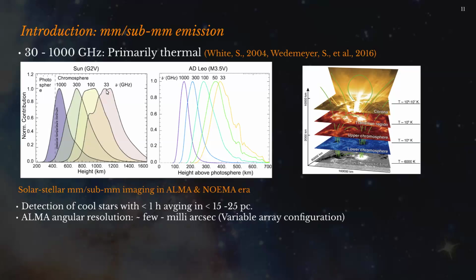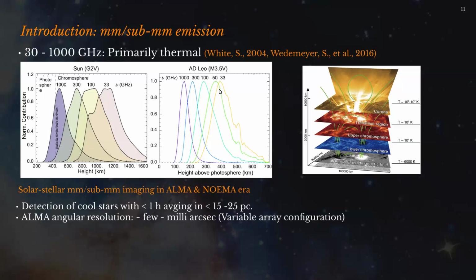And the emission is also primarily thermal. It is basically the thermal Bremsstrahlung from the electrons. So you can read off the temperatures from the millimeter fluxes, and they actually track the different chromospheric layers. Thus millimeter emission spectroscopy can give you a sense of the evolving structures across the chromosphere, and their temperatures can be directly read off.